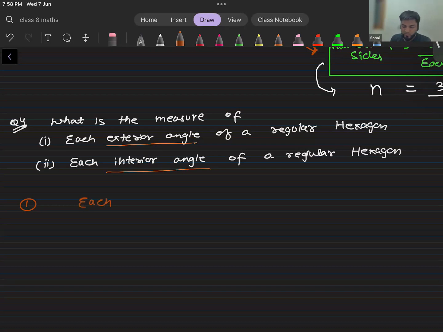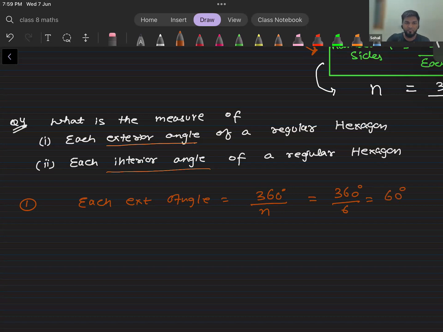Each exterior angle equals 360 degree upon the number of sides, or in short, we can write it as n. So for a hexagon, it is simply 360 upon 6. That gives me 60 degree.